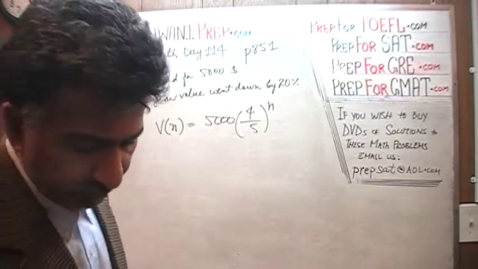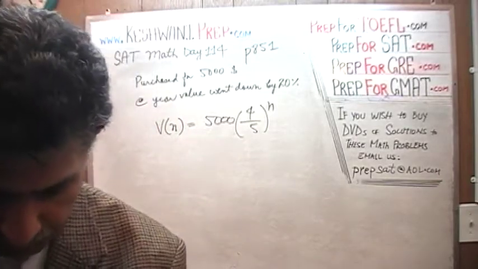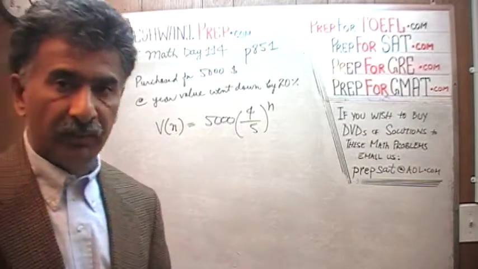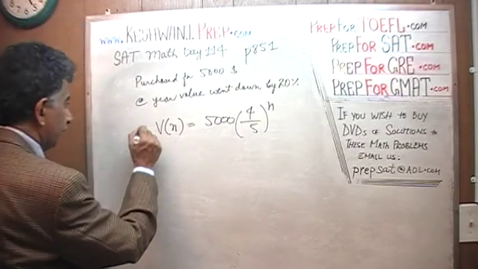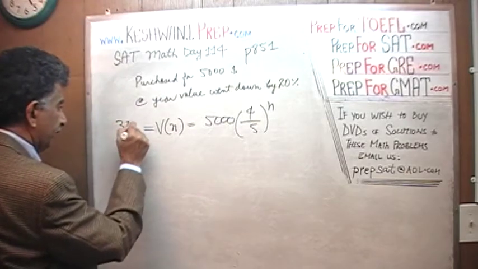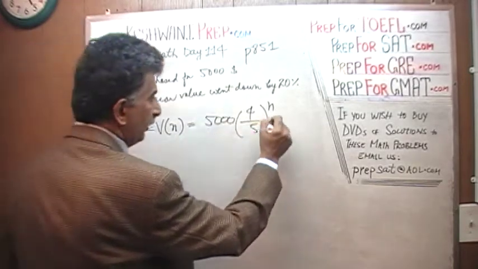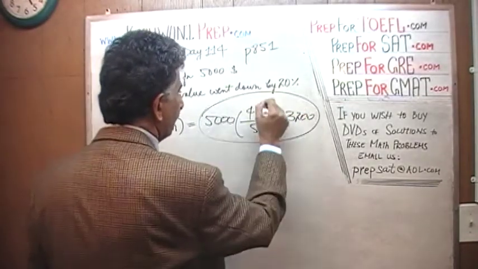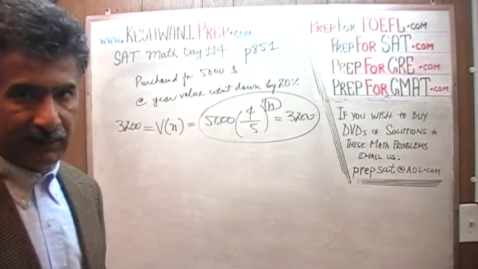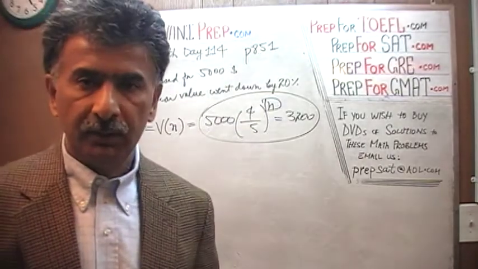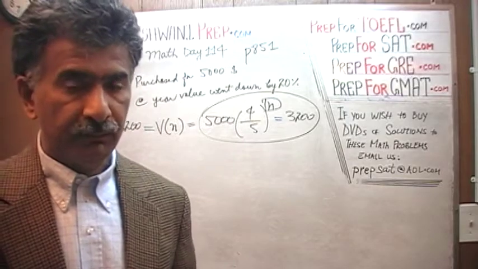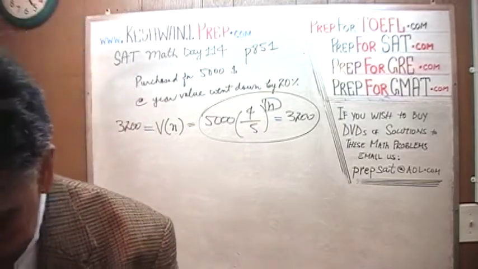Now listen, there are two ways we can go about it. One way is exactly what we see on the blackboard. They give us the formula, and they expect us to use the formula. What they want you to do is set this value up equal to 3,200, and then solve this equation for n. This is a very classical way, very traditional way, very orthodox way, very academic way. You could do that if you wanted to, but here's a quicker way.